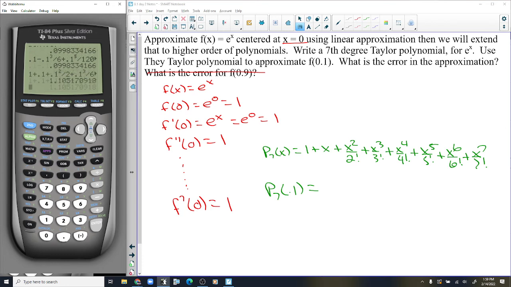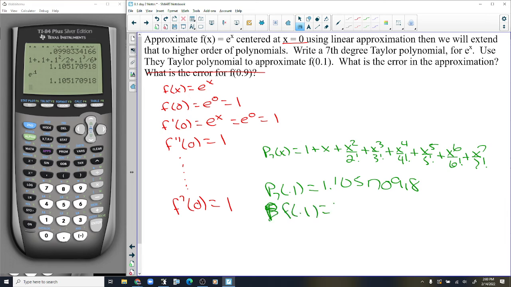All right, here we go. Let's see how good it is. And that is supposedly approximates e to the 0.1. Not bad. Not a bad approximation. 1.105170918. But f of 0.1 is exactly the same. Our calculators aren't even good enough to show that there's any error in that.